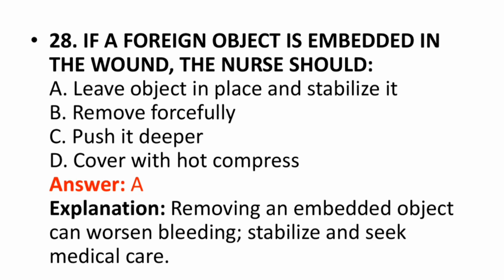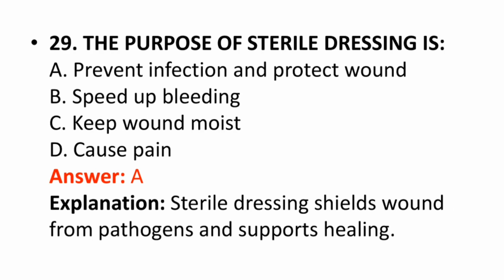If a foreign object is embedded in the wound, the nurse should: option A, leave object in place and stabilize it. Option B, remove forcefully. Option C, push it deeper. Option D, cover with hot compress. The correct answer is option A, leave object in place and stabilize it. Removing an embedded object can worsen bleeding; stabilize and seek medical care.